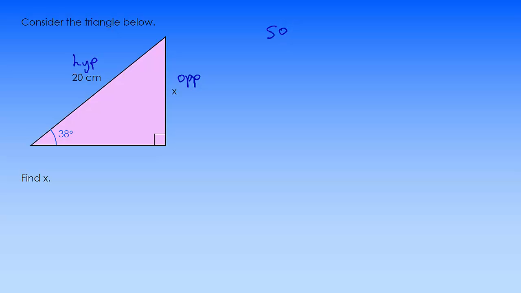Our mnemonic is SOH CAH TOA. If we look at what we're trying to find, the opposite and hypotenuse are involved, so we're going to use the sine ratio. This says that the sine of our named angle is equal to the length of the opposite divided by the length of the hypotenuse.